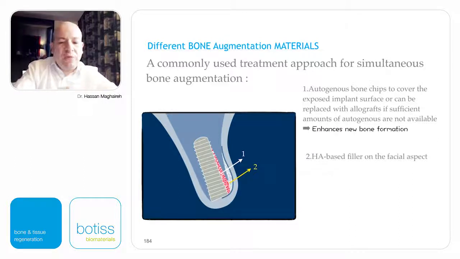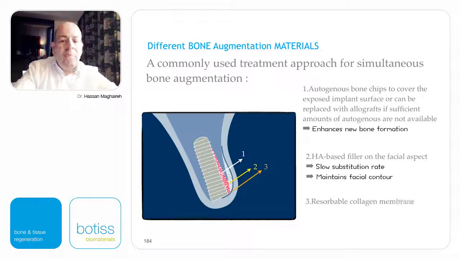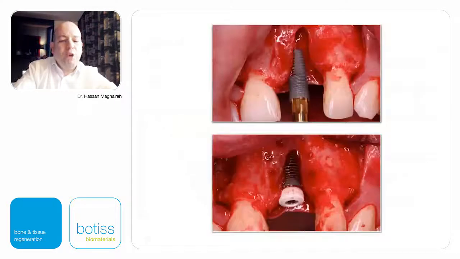And then I'd like to go for a hydroxyapatite-based filler on the facial aspect to give me the stability, which is slow resorption, to maintain the facial contour. And this is what I use, Cerabone. And then I get my Jason membrane, which I like to use because it's going to resorb slowly, preserve the contour I want underneath, but resorb without causing any chemical byproducts.